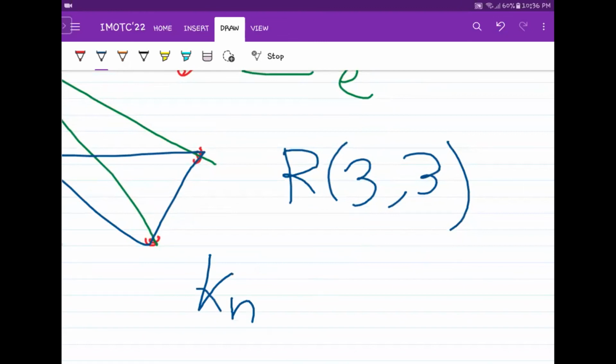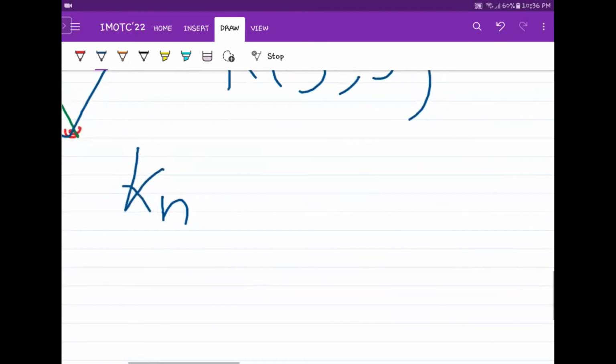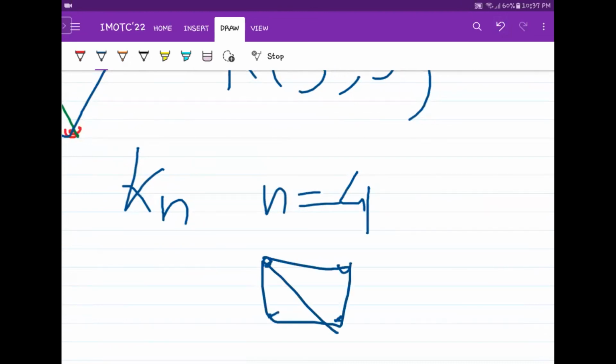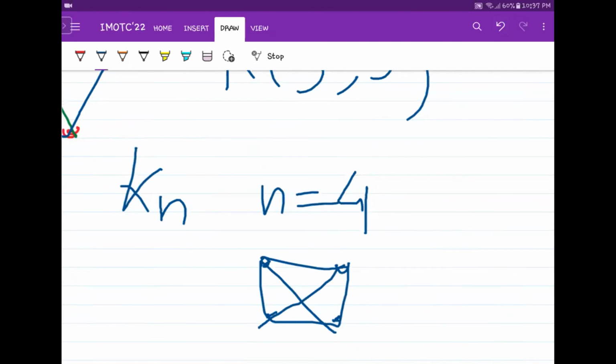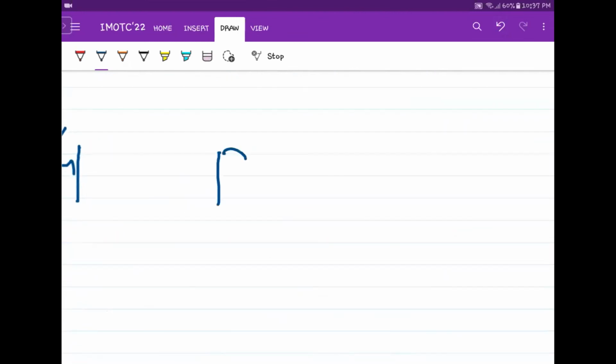Let me introduce what is KN. So KN is the complete graph on N vertices. So when n equals 4, KN is this complete thing, so all two vertices should be joined by an edge. K5 is a pentagon, and you can imagine that.